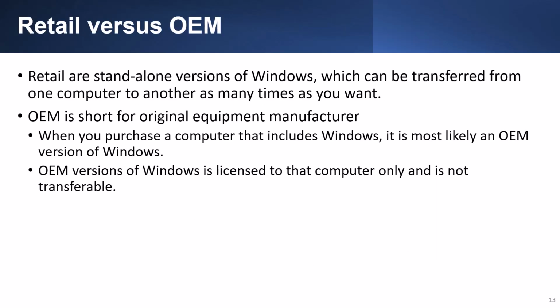Retail versions are standalone versions of Windows which can be transferred from one computer to another as many times as you want. OEM is short for Original Equipment Manufacturer. When you purchase a computer that includes Windows, it is most likely an OEM version of Windows. OEM versions of Windows are licensed to that computer only and are not transferable. Typically, OEM versions of Windows are less expensive than retail versions.